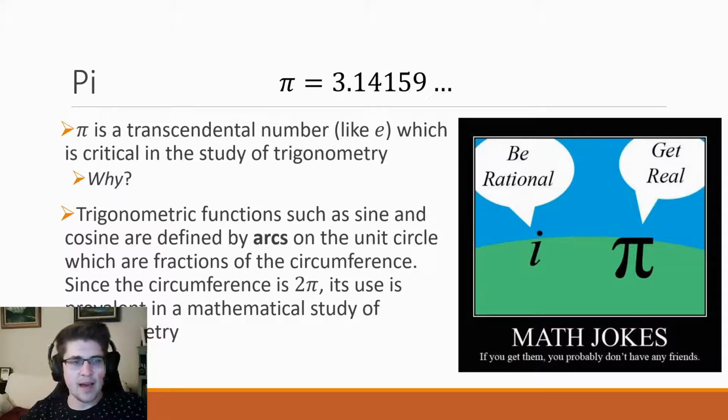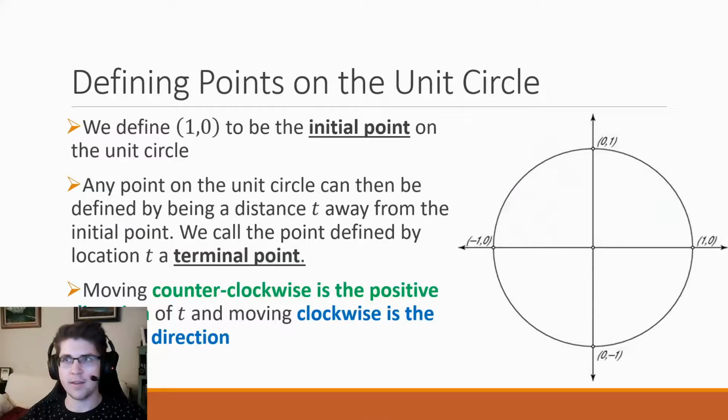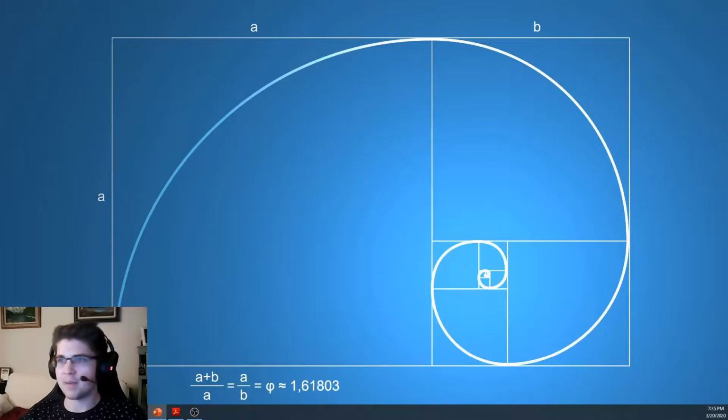Anyways, pi is important with trigonometry and with the unit circle because it's a circle, so it's going to involve pi. So if we do a full circle, there we go. Let's get back to the packet, and I'm going to stop rambling.